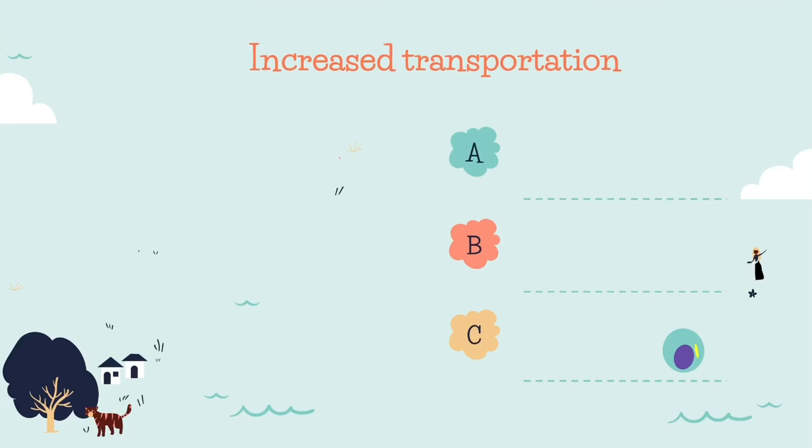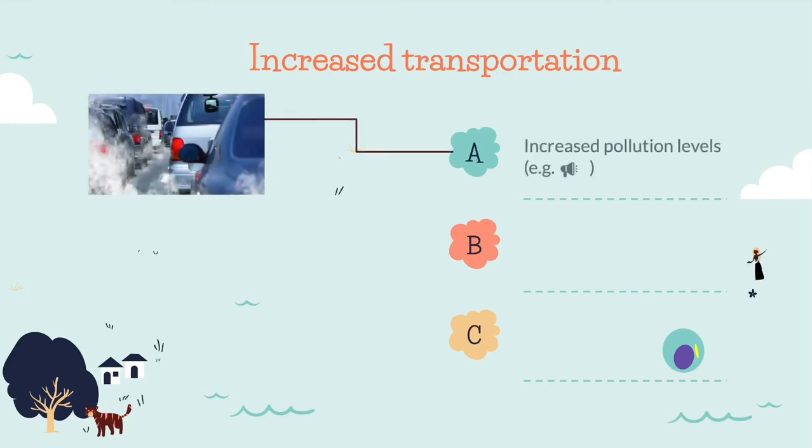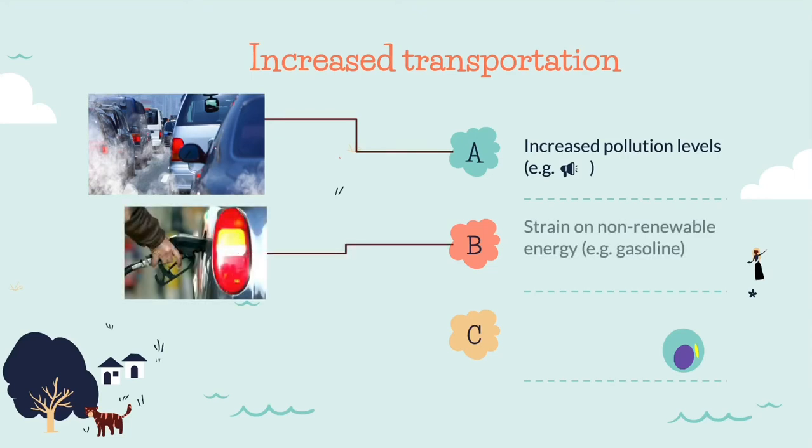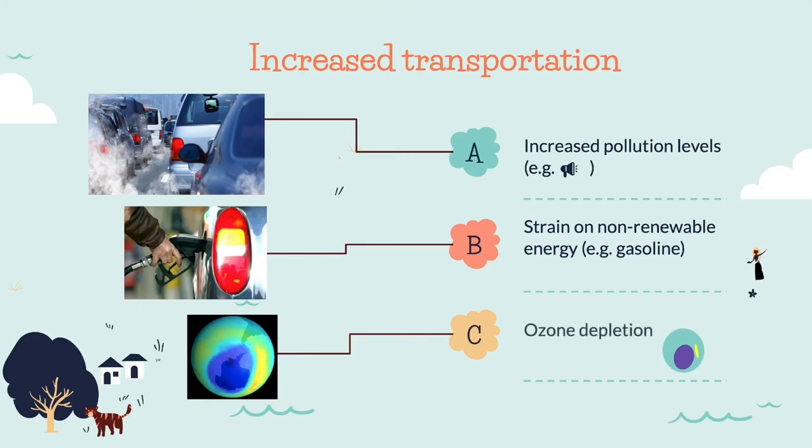Globalization has also led to an increase in the transportation of raw materials and food from one place to another. The amount of fuel that is consumed in transporting these products has led to an increase in the pollution levels in the environment, such as air pollution and noise pollution. Transportation has also put a strain on the non-renewable sources of energy, such as gasoline. The gases that are emitted from the aircraft for transportation have led to the depletion of the ozone layer.